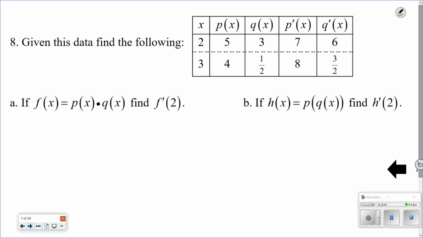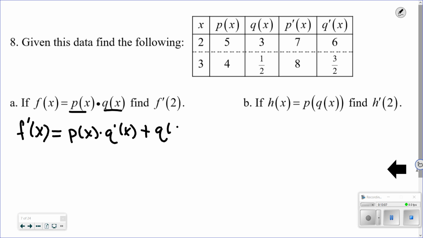So if you look at A and B, one is the product rule and one is the chain rule. So if you look at A, we want to find f prime of 2. So I've got to find f prime of x. Okay, in this case, those two are multiplied together. So we've got to do the product rule. So I take the first, p of x, times the derivative of the second, q prime of x, plus the second, q of x, times the derivative of the first.